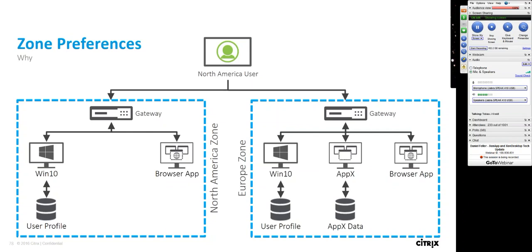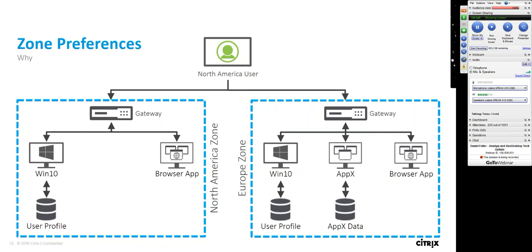But let's look at it from the perspective of zone preferences. So we talked about zone preferences as being something that's been improved. And let's go through an example here. So we have two sites, a North America zone and a Europe zone. And you can see different resources, and some of those resources have data. So there's Windows 10 desktops in both sites. They have user profile data. There's a browser app in both sites, and there's an AppX, just another application that has its own data.